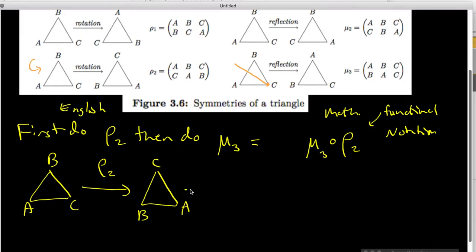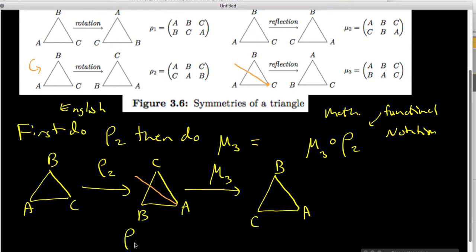Now I'm going to do mu3 on this triangle. Now I'm actually going to put in my line of symmetry here. The line of symmetry that we're flipping over is this one. And so when we do that, the final answer that we're going to get is going to have A here, and B and C are going to flip-flop. So B is going to be there, and C is down here. So this is the picture of what first do rho 2 and then do mu3 is.